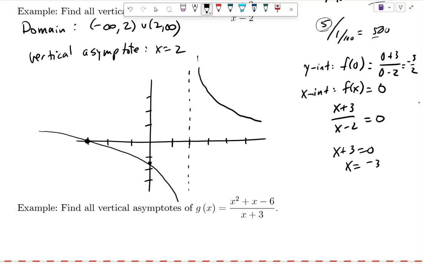But again, right now what we're talking about is that when we get close to that asymptote, it has to get really, really close to that line. That's the idea.